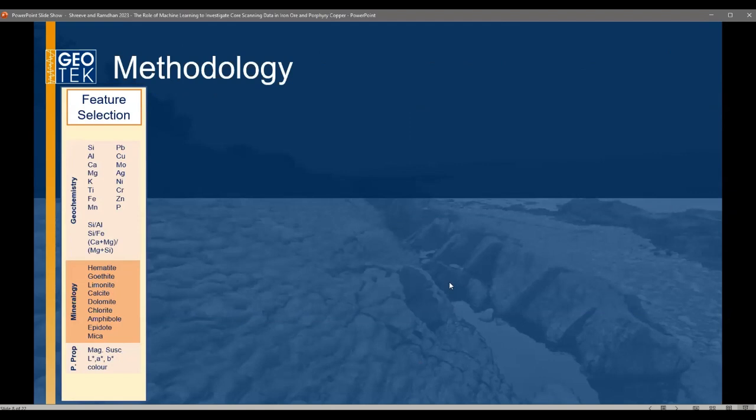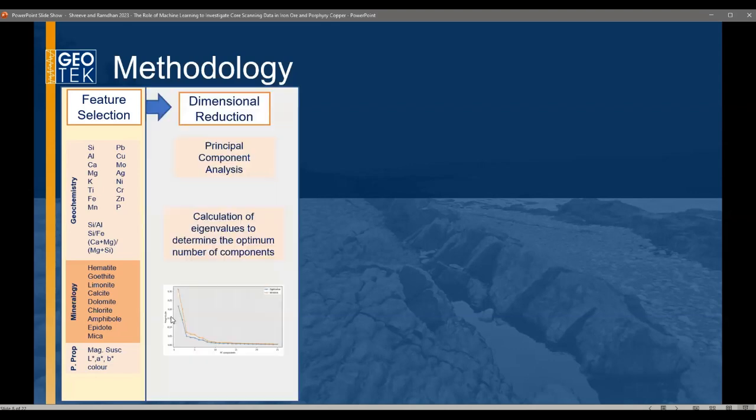The methodology then takes, we've reasoned out using our principles, 44 different minerals or different features that we've used. They're separated by chemistry, mineralogy, and physical properties, ensuring that we get a good range of information that comes across from these different lithologies. We go through a principal component analysis to dimensionally reduce this data, and we use a series of statistical methods to choose the right number of components for the data sets.